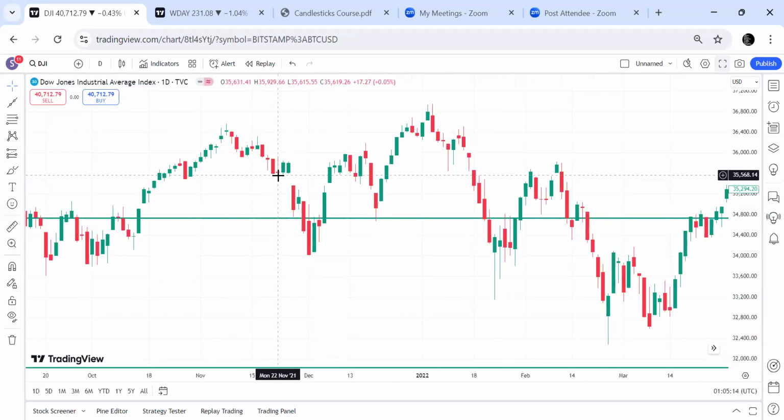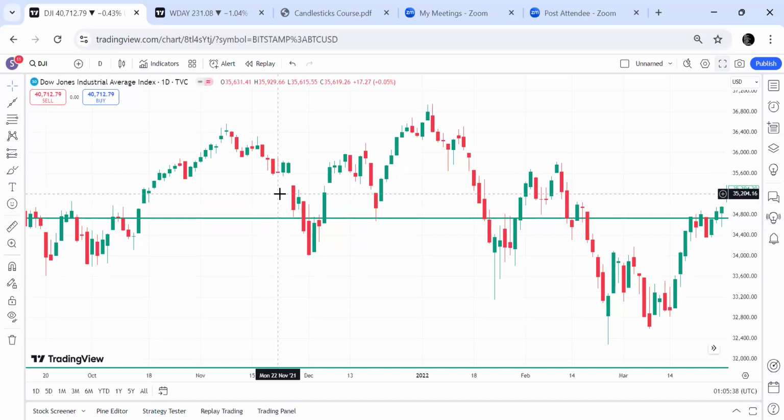See, gravestone doji here. On 22 November 2021, a gravestone doji had been formed. So here you can see the gravestone doji. This occurs when the price opens at the low, rises significantly, but then falls back to close near the open, forming a long upper wick with no lower wick.